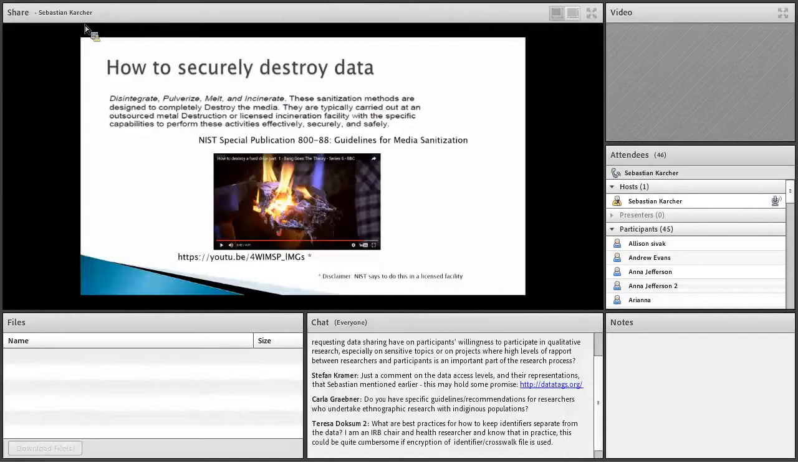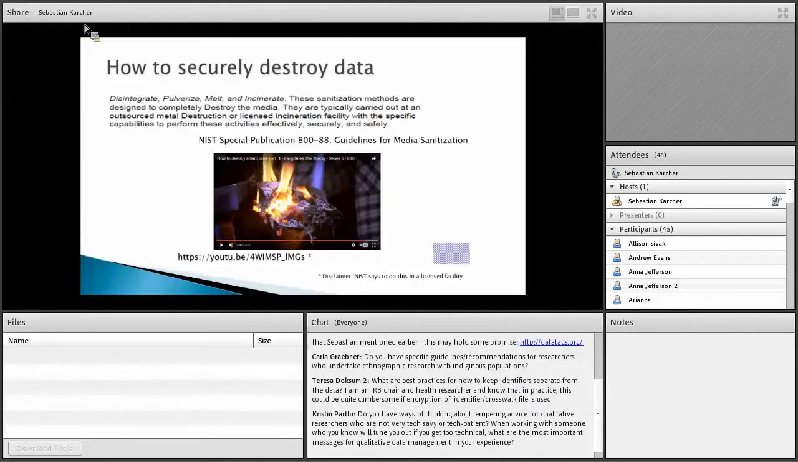Yes, best practices for keeping identifiers separate from the data. It depends partly on your environment, right? If you're in the field and you're concerned that people may raid your hotel room, that's a trickier issue than if you are local and have a secure local office, where you can just have keys on the interviews and a separate list that's not stored on the same machine. And that is a little cumbersome, right? But do you have anything else on that topic, Desi?